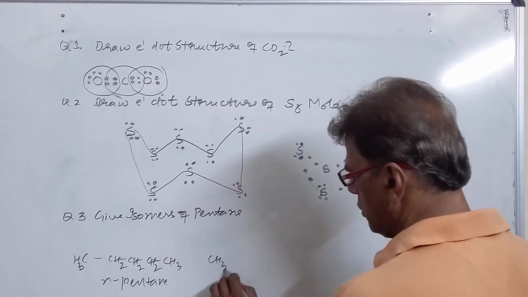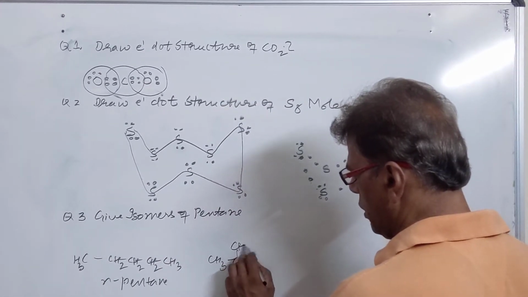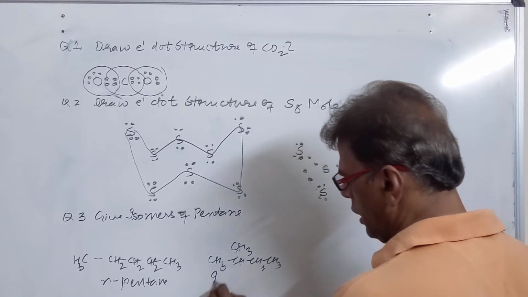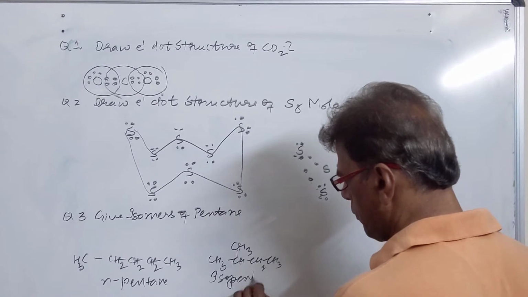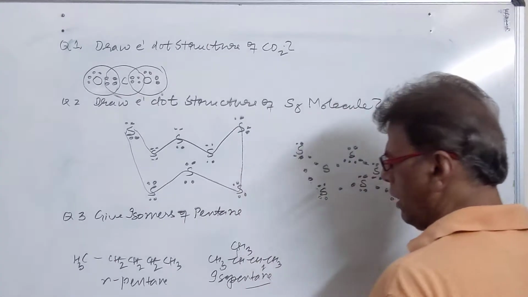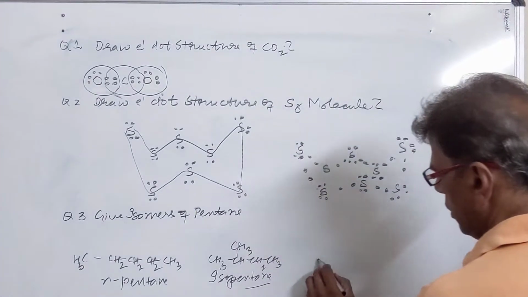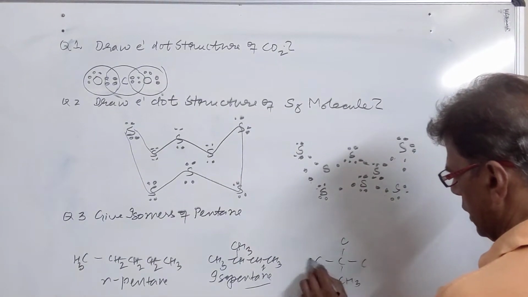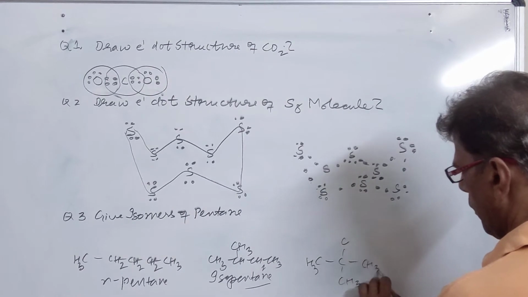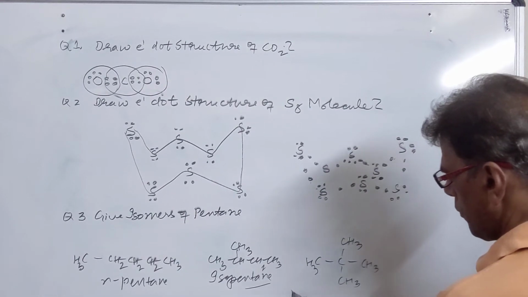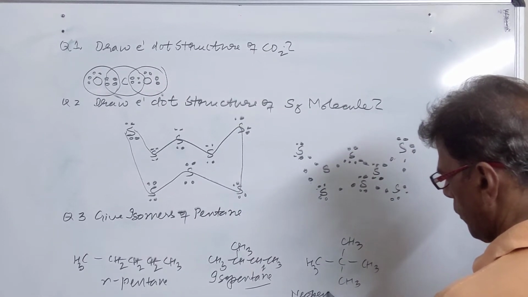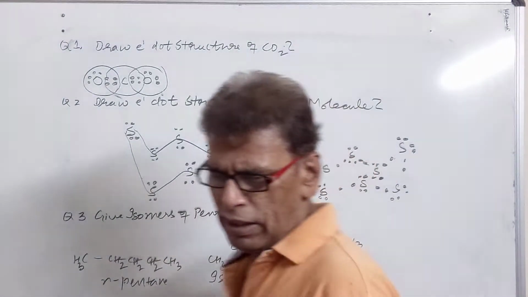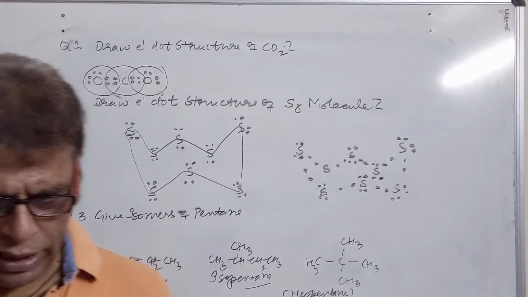Then we have another structure where 4 carbons are taken in a straight chain and the 5th carbon comes in the side chain. This is isopentane. Then we have the next structure where a 3 carbon chain is made and 2 carbons are present as side chains. This is neopentane. So these are the isomers of pentane.